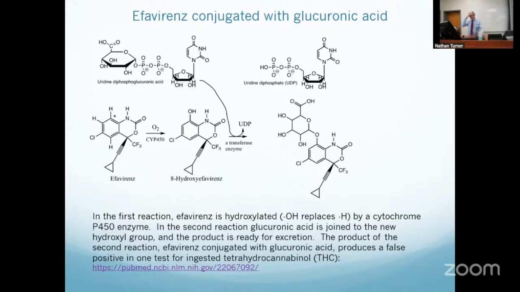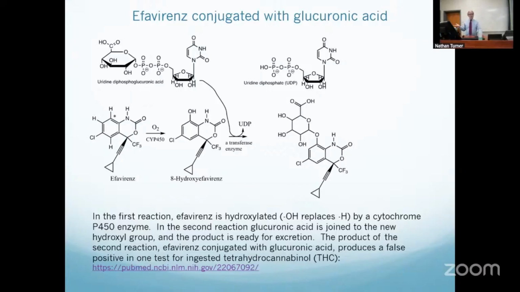Okay, now this is a problem for a lot of reasons. For one, in this particular test, efavirenz produces a false positive for tetrahydrocannabinol. It's a little hard to see why. This is a good example where you can't see much similarity between efavirenz and THC.